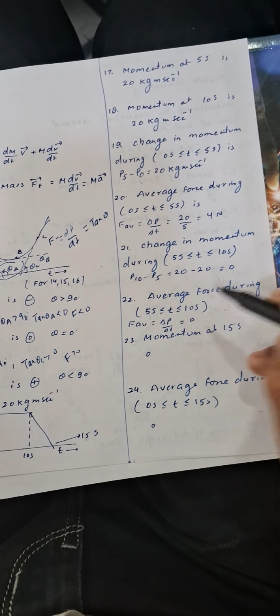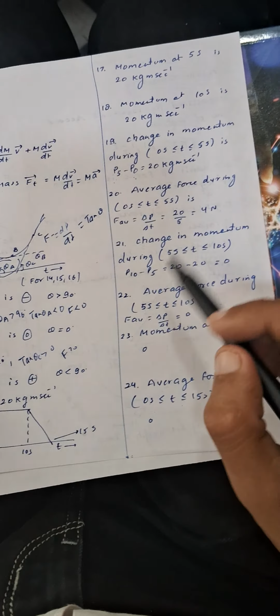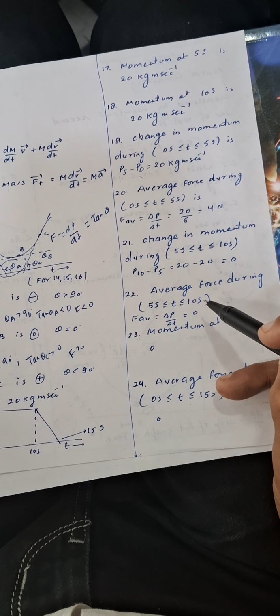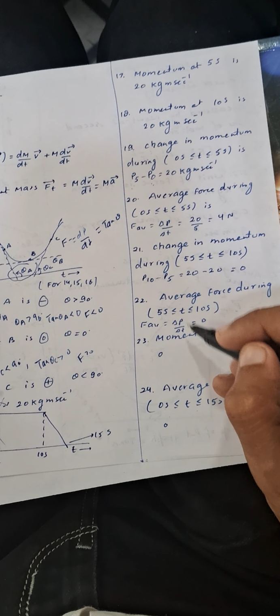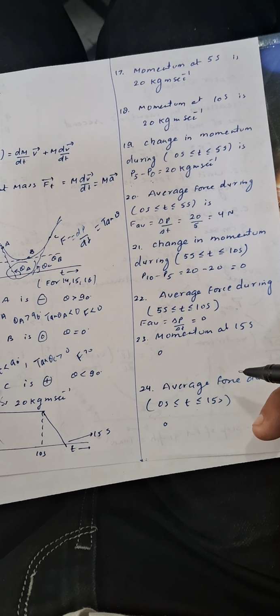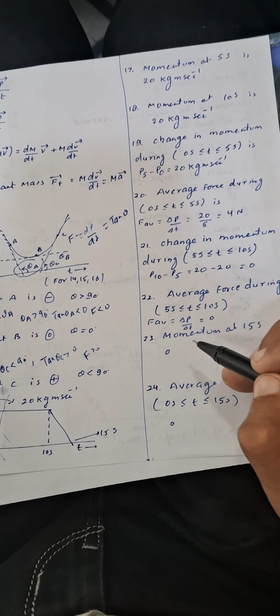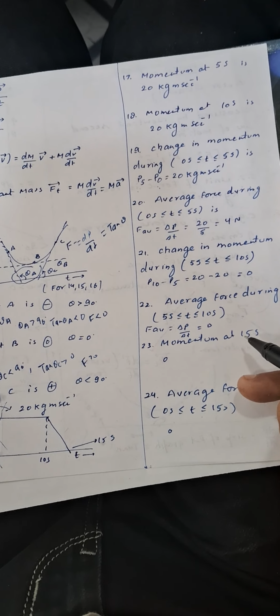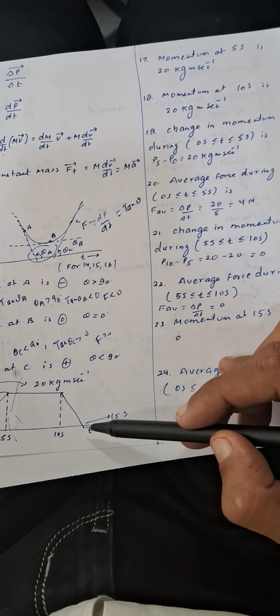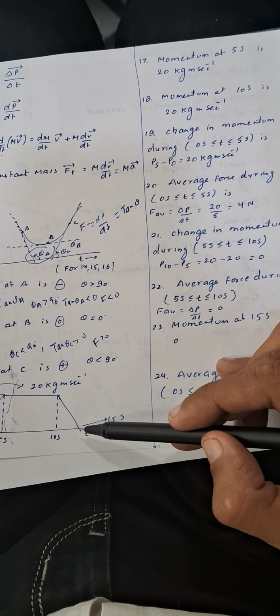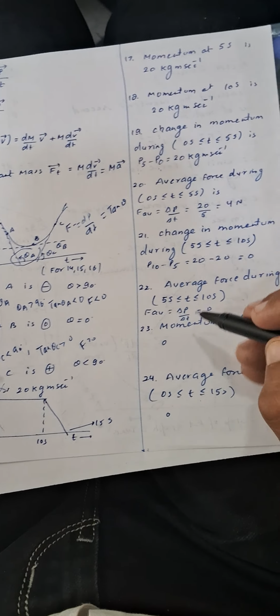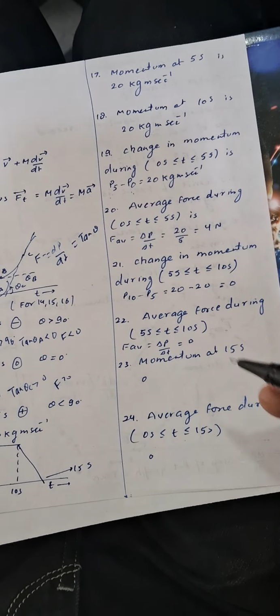Next question is, we are being asked average force during t is equal to 5 second to 10 second. So we know that average force is delta p by delta t, so that will be 0. Next question is momentum at 15 second. So as you can see in the graph, at 15 second the momentum is 0 as it cuts the t axis. So momentum at 15 second is 0.